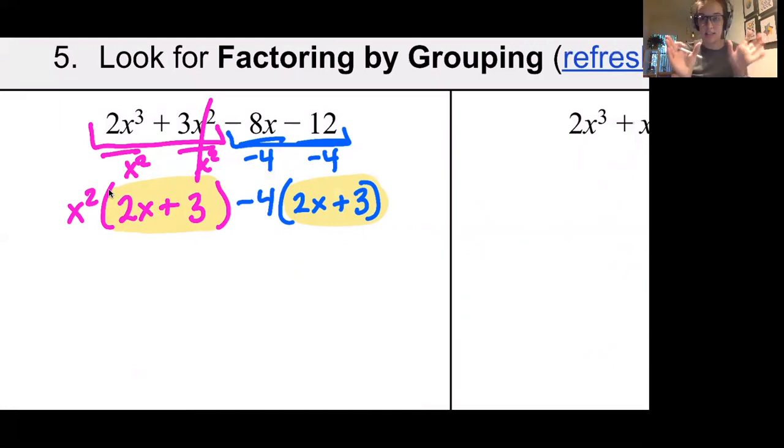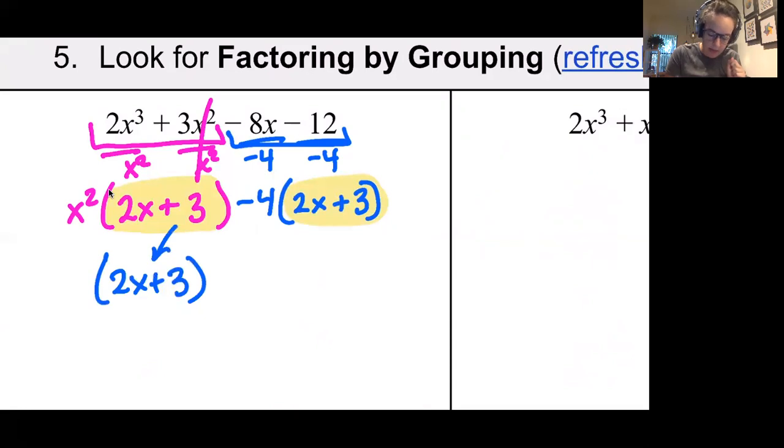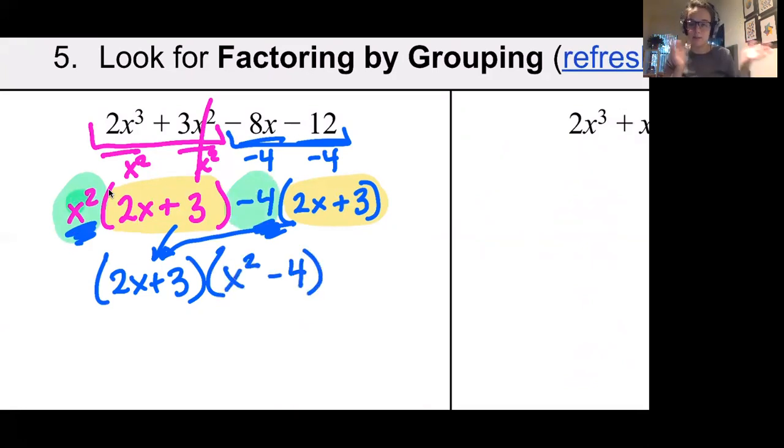The leftovers have to be the same, because since the leftovers are the same, what we're actually doing is factoring out 2x plus 3 from the whole thing, from all 4 items. We're taking out 2x plus 3. So we would have 2x plus 3. We're taking it out from the pink and taking it out from the blue. We're taking it out from everything. And then what's left over are the x squared and the -4, right? So the x squared is coming out and the -4 is coming out. Those are our leftovers, technically, because we didn't take them out of both.